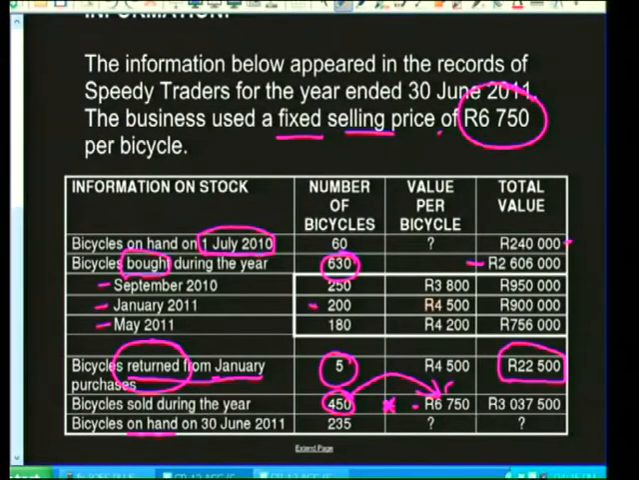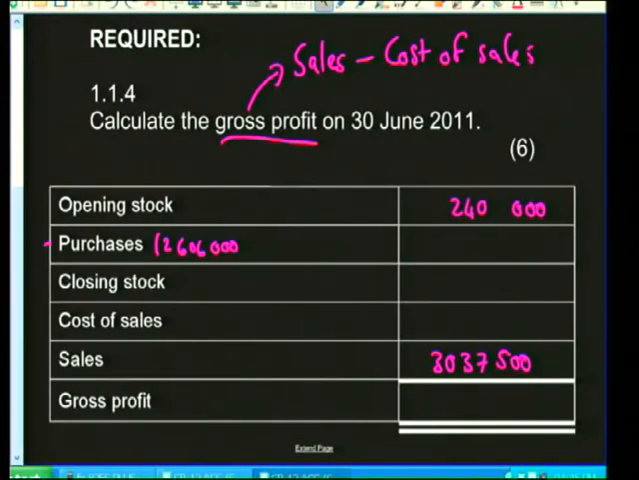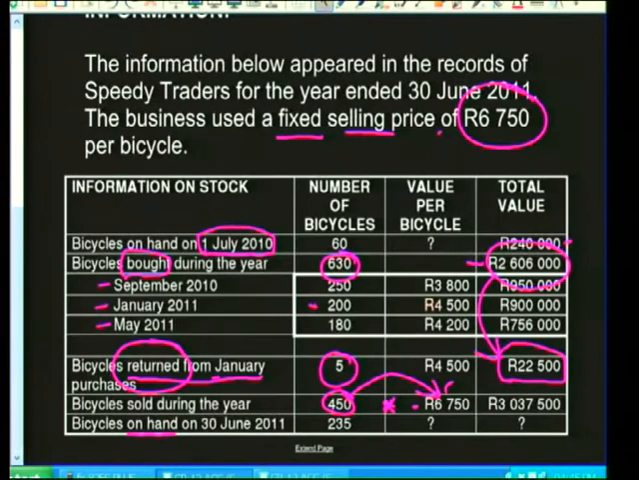In other words, we did not purchase the full amount of 2,606,000 because we returned this amount of bicycles, 22,500 Rand. So we're going to have to subtract that 22,500 from our purchases, because we did not purchase those at all. We returned them. So the correct calculation is that we take 2,606,000. You saw where I got that number from? It's the total at the top of the bicycles bought during the year. And from that we're going to subtract the bicycles returned during the year, which is that 22,500 over there.